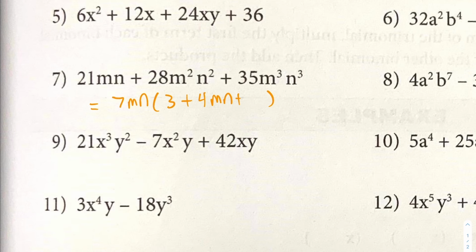Finally, we have the last term. 7 times what makes 35? It's a 5. And to get from a single m to m cubed, we need m squared inside, and we will also need an n squared inside. And look, I didn't put enough room. I've got to move that parentheses a little bit more to the right. So all of that top part, 21mn plus 28m squared n squared plus 35m cubed n cubed, is equal to 7mn times the quantity 3 plus 4mn plus 5m squared n squared. Close the parentheses.